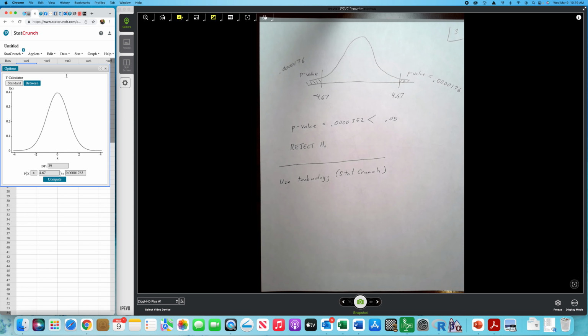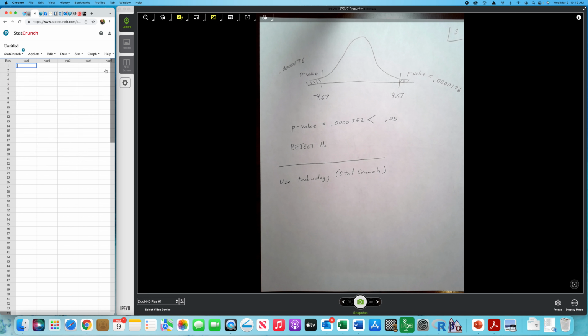Now, I think liberally educated people should know more than just how to punch buttons on technology. So that's why we go through these steps. But if I were going to carry this out, I would go to T-stats. Now, why do I know it's T-stat? Because I'm testing a mean and the population standard deviation isn't known. If the population standard deviation was known, I'd do this, right?